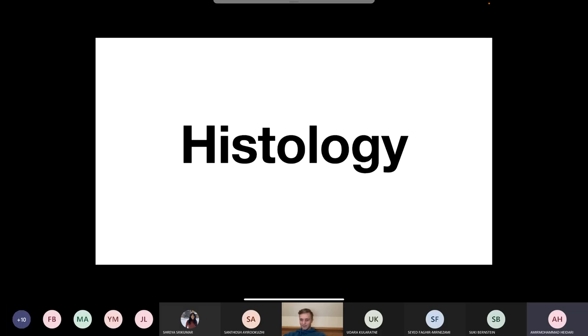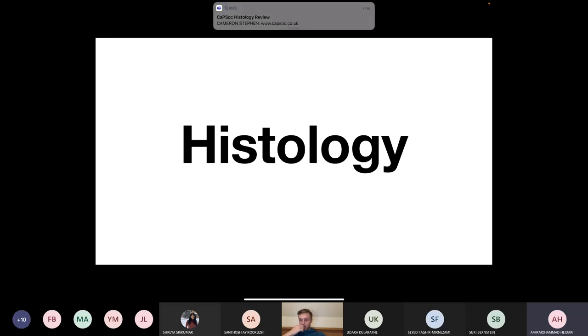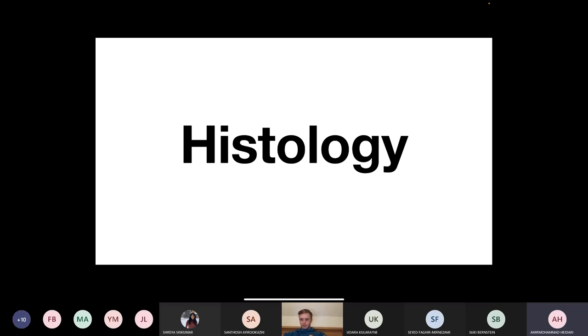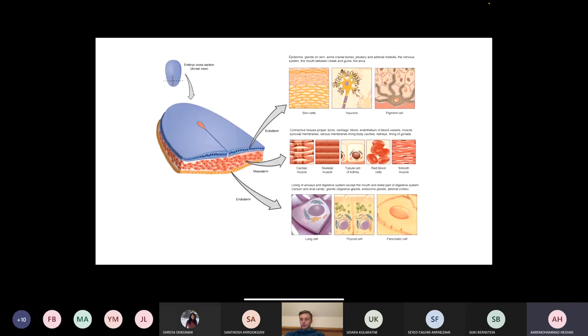Okay, so histology. As I said, it's very useful to know epithelia. And we'll do epithelia firstly because I think it's very important. One of the most important things really to know about histology, that I think it's the most challenging thing really to get your head around, epithelia. And also because the first years have just done epithelia, I thought it would be best to do that.